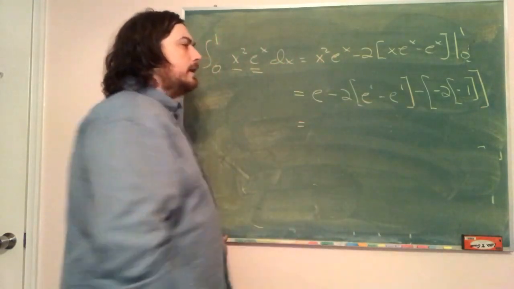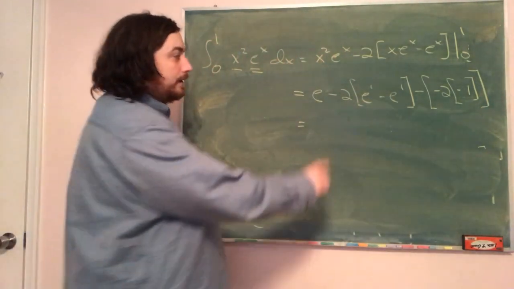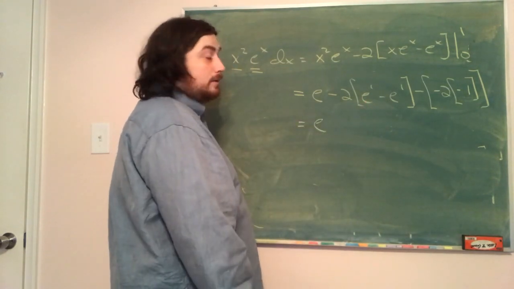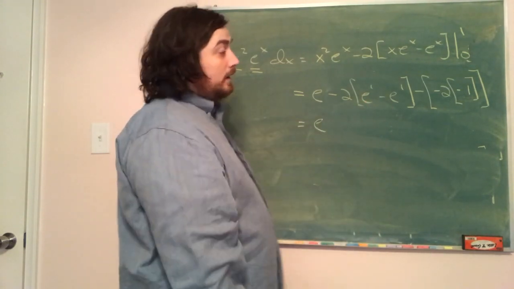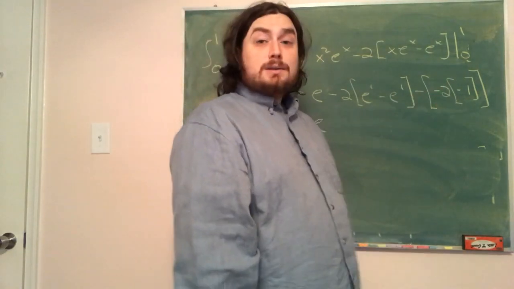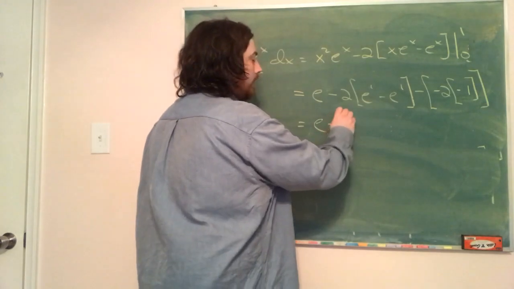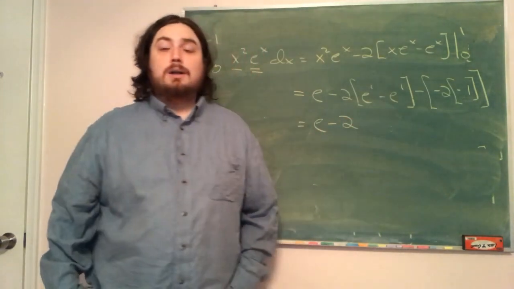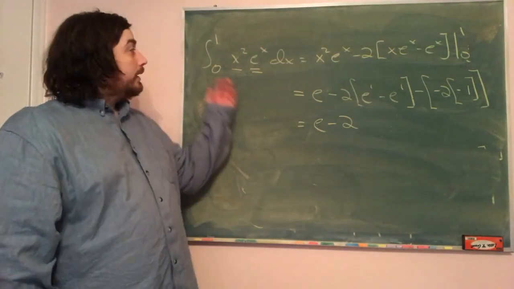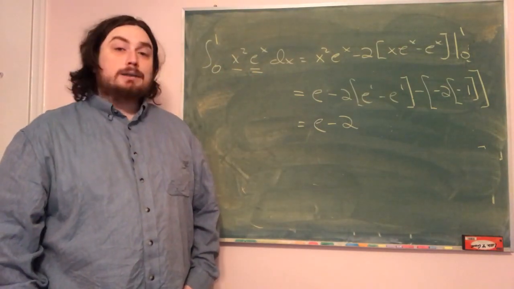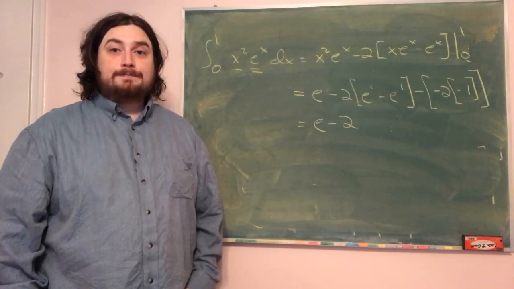So now, as long as I'm careful with all those parentheses, what I end up with is an e here. E minus e is just 0, so negative 2 times 0 is 0. Minus minus minus is a negative, and then I get 2 times 1, so I get e minus 2. So the definite integral, or the area under the curve of the function on the given interval, is going to be exactly e minus 2.